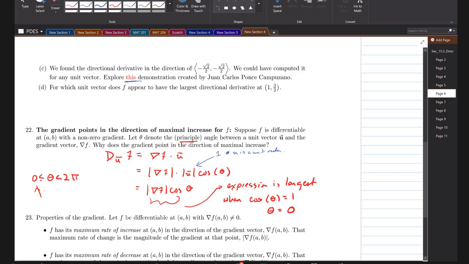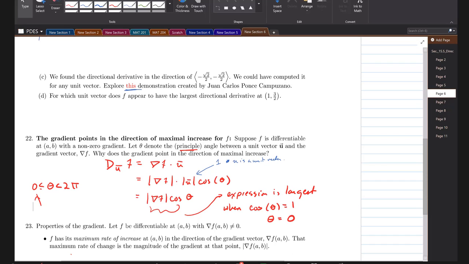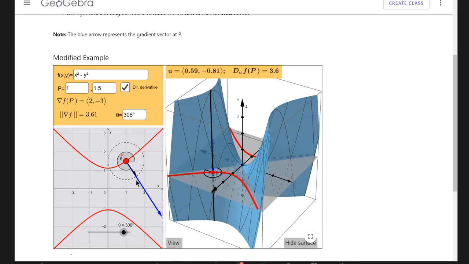pi. So where is it maximal? At the angle 0. Put another way, that's exactly what we saw on this demonstration here. When our directional vector was pointed in the same direction as our gradient, that's where we got the largest directional derivative. In terms of thinking about hiking, that's where you're hiking the steepest. You're going to be hiking the steepest when you move in the direction of your gradient.